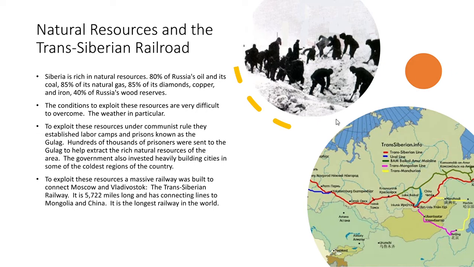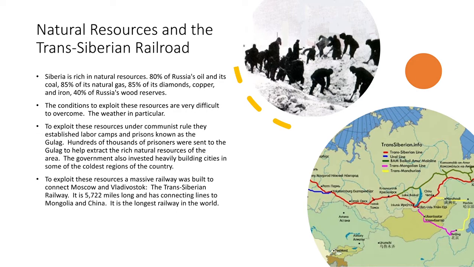The sad picture I see up here are actually Russian prisoners. Back in the communist era, they were trying to find a way to exploit these resources. So they built a series of labor camps or prisons, and this whole system was known as the Gulag. Hundreds of thousands of prisoners were sent to the Gulag, and they were there to help extract the rich natural resources of the area, but they were living under brutal prison conditions. There was immense suffering, and many of these people were political prisoners who suffered under the communist regime at that time. In addition to that, the government also invested heavily in building cities in some of the coldest regions of the country, if not the coldest regions on Earth, to help exploit these resources.